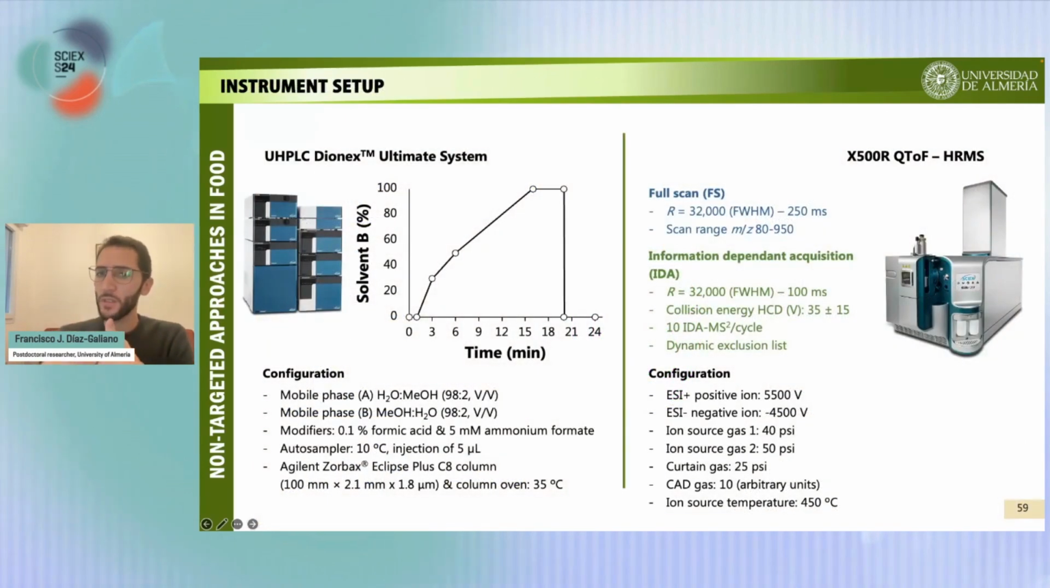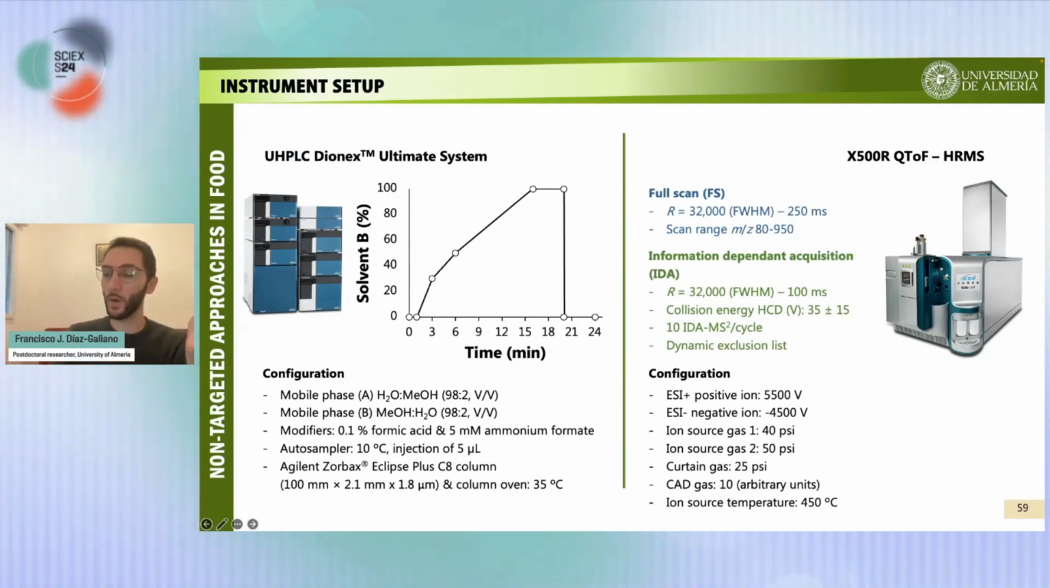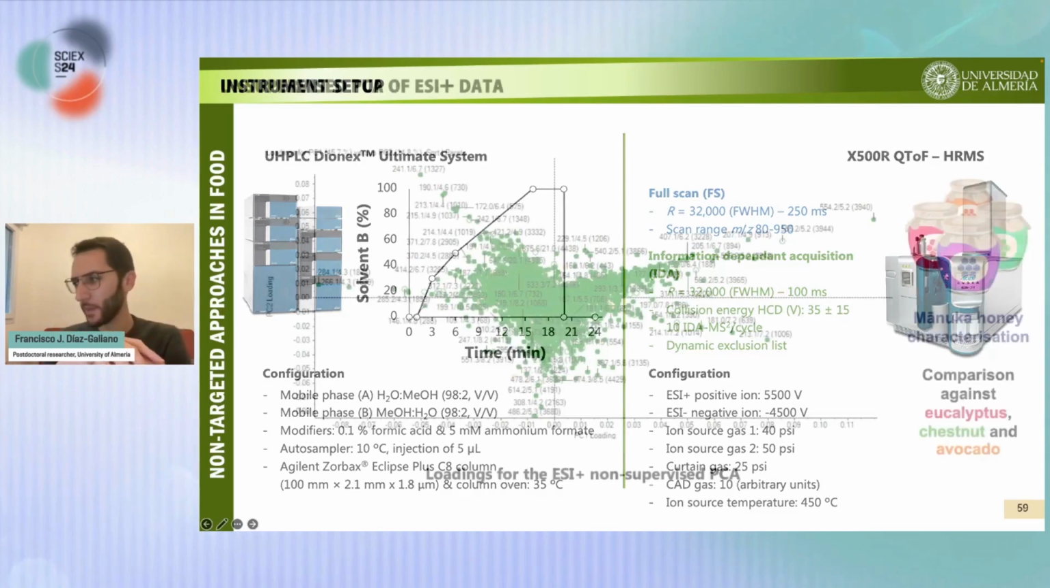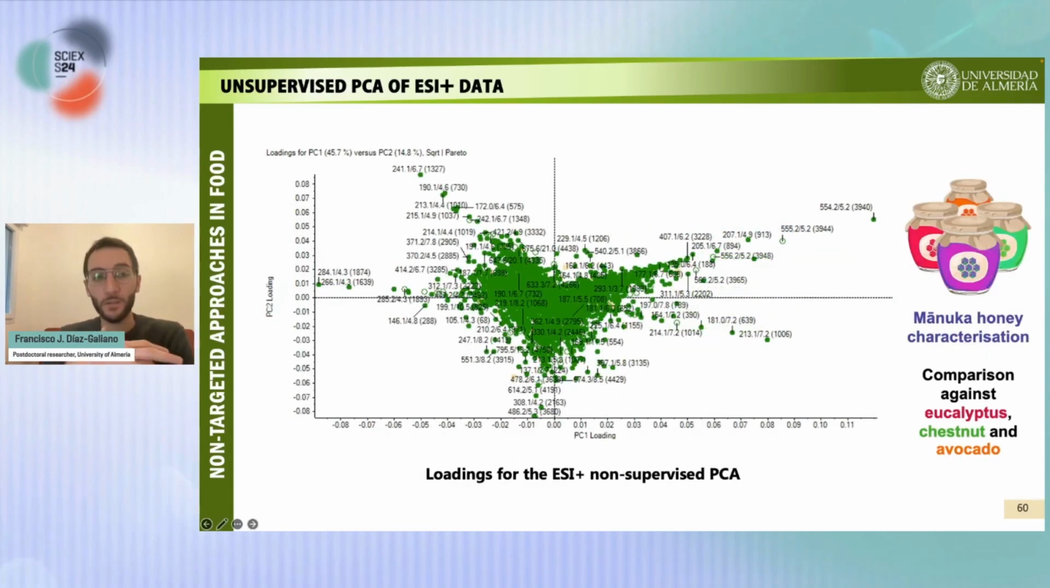This time we used the X500R QTOF instrument with chromatographic conditions similar to the ones that I presented before, just a longer chromatographic run because we're doing non-targeted analysis. And instead of SWATH acquisition mode, we ran our samples in the information-dependent acquisition mode with a top 10 feature acquisition. So the first objective was to identify potentially new markers of Manuka honey authenticity.